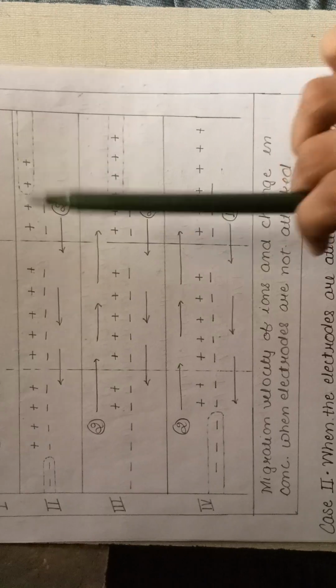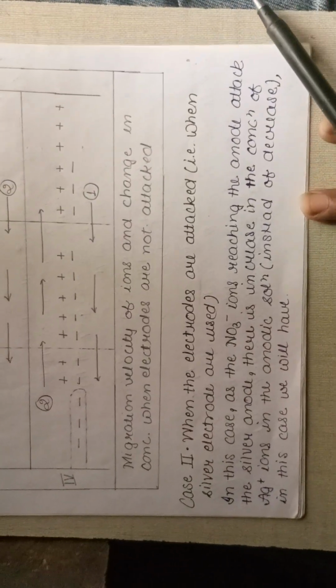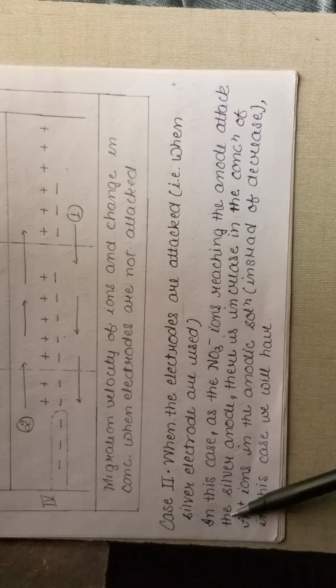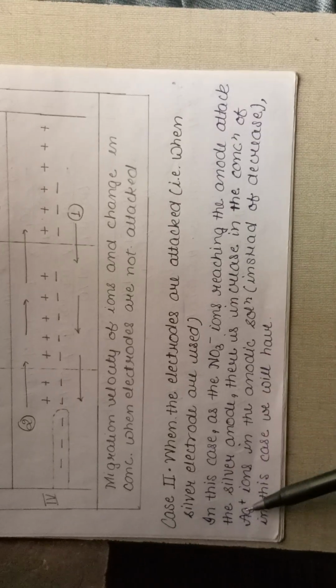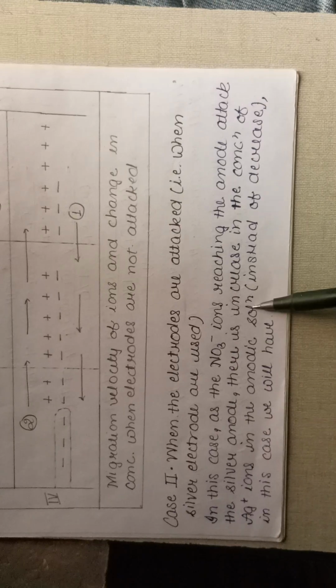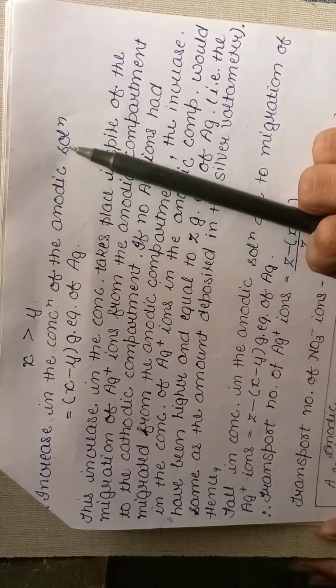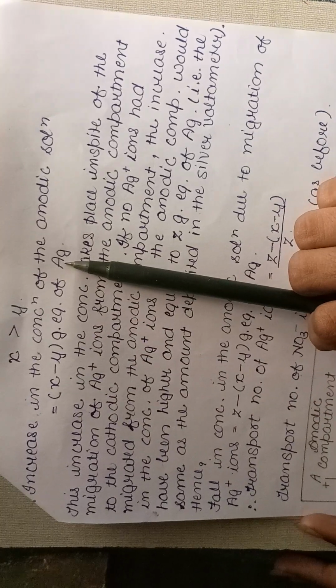The second case is when the electrodes are attacked, meaning silver electrodes are used. In this case, the NO3 negative ions reaching the anode attack the silver anode. There is an increase in the concentration of Ag positive ions in the anodic solution instead of a decrease. In this case, we will have X greater than Y. Therefore, the increase in the concentration of the anodic solution is X minus Y gram equivalent of Ag.